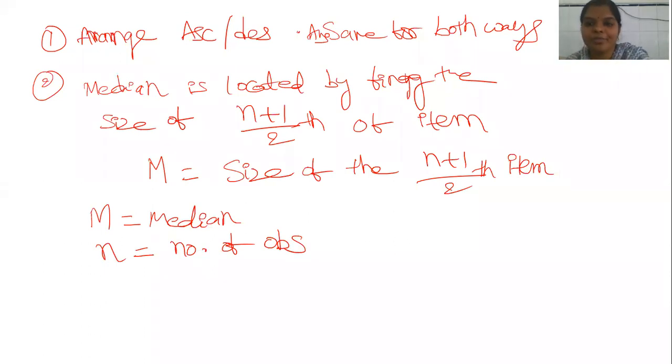Just make a note. After taking the data, we have to calculate the median. That is our aim. The first point you need to consider is to arrange your data either in ascending or descending manner. If you take either order, you will get the same answer. And the next point, median will be located by finding the size of the observations present in your data by (n plus 1) by 2 as the formula. N is the number of observations in the data, and capital M is your median.